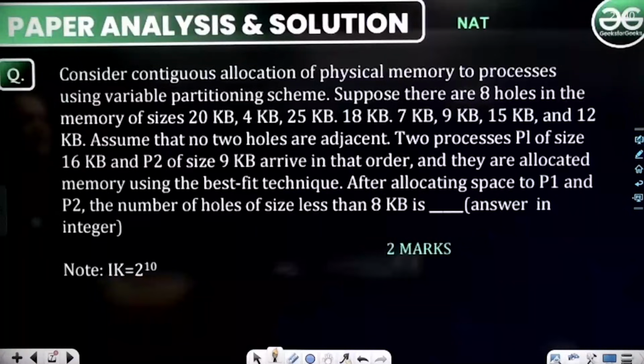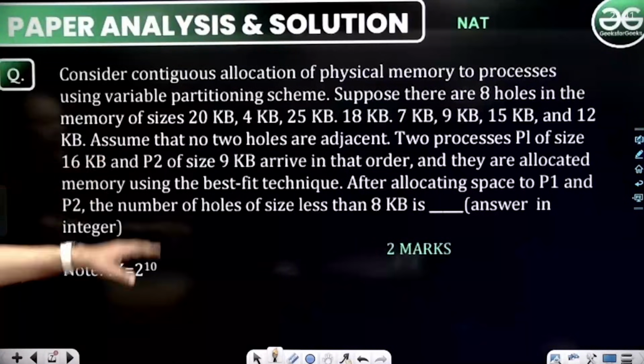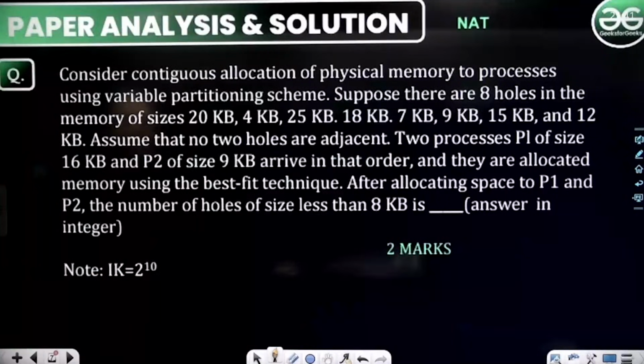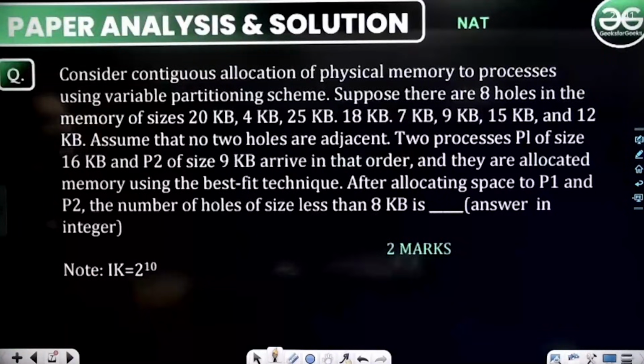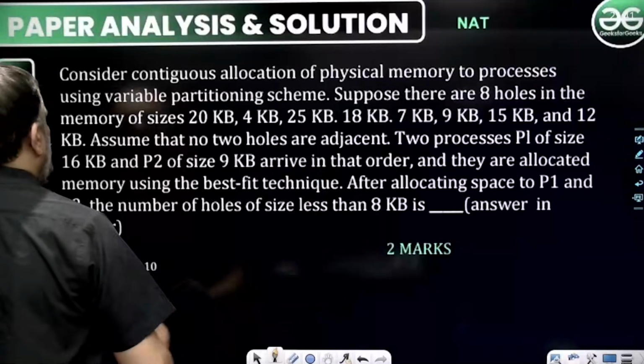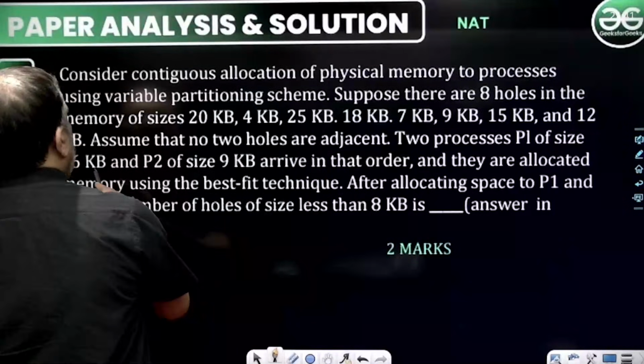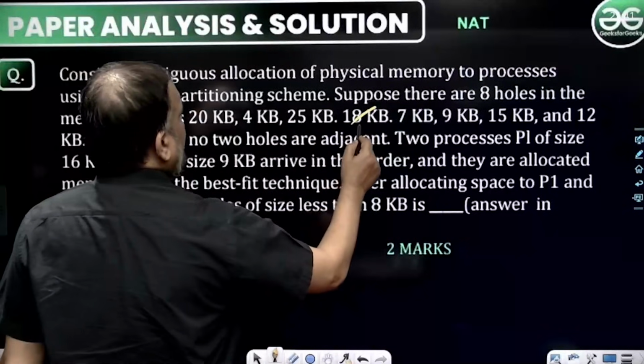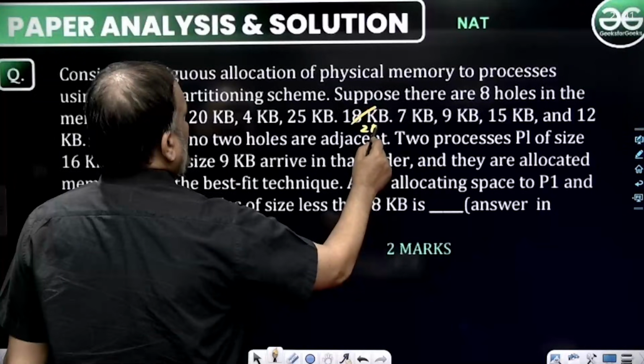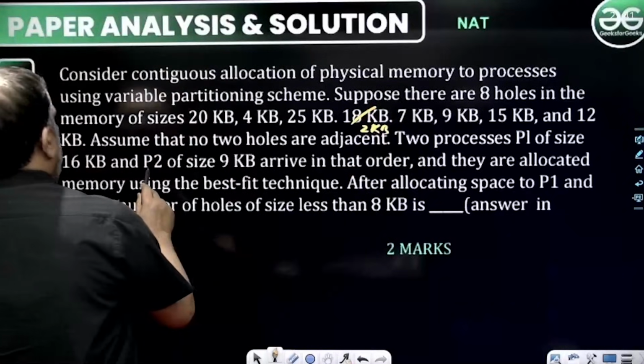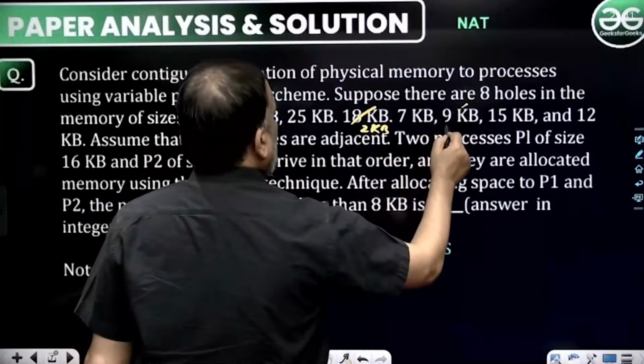Consider contiguous allocation of physical memory to processes using a variable partitioning scheme. Suppose there are 8 holes in the memory of sizes 20 KB and so on. Assume that no 2 holes are adjacent. Processes P1 of size 16 KB and P2 of size 9 KB, using best fit allocation policy. 16 KB will go into 18 KB, so a new hole of size 2 KB will be created. And P2 of size 9 KB will go into 9 KB, leaving 0.